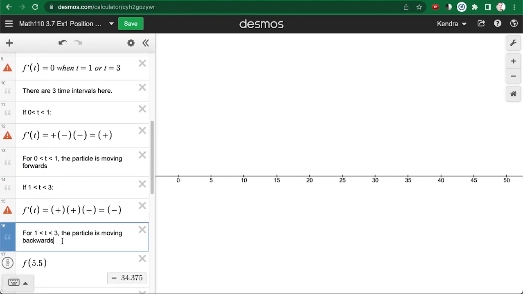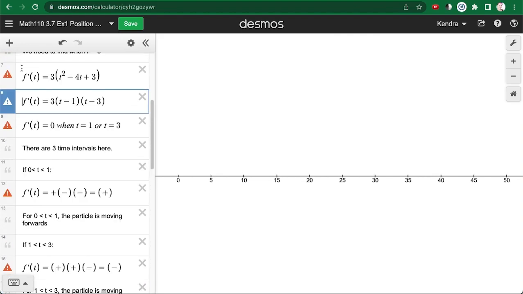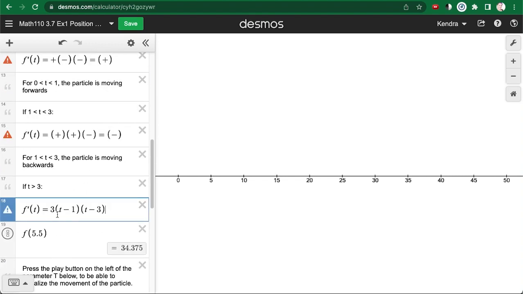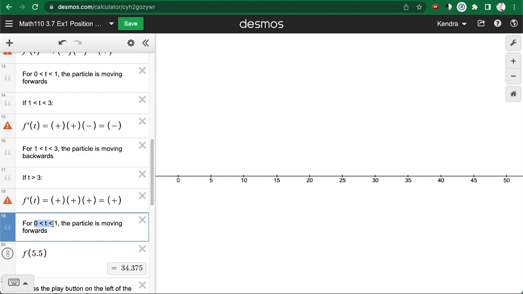Okay. And finally, for t greater than 3, f prime of t again, if t is greater than 3, this is still a positive number. 3 is always a positive number. And t is greater than 1, so t minus 1 is a positive number. And if t is greater than 3, then t minus 3 is also a positive number. So that would be a positive number. So that tells us for t greater than 3, the particle is going to be moving forward. So I'm just going to copy this and paste it. For t greater than 3.